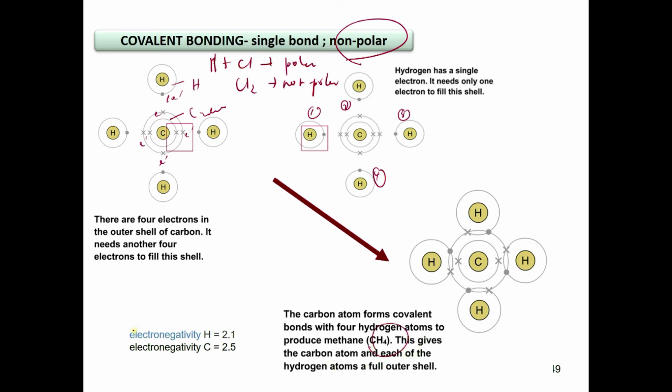You see here, the electronegativity of hydrogen is 2.1, whereas carbon is 2.5. So it means that the carbon part will have a slightly negative charge, since electrons have a tendency to spend more time with the carbon atom rather than the hydrogen atom. So the hydrogen atom will have a slightly positive charge. So why in this case does it become non-polar?